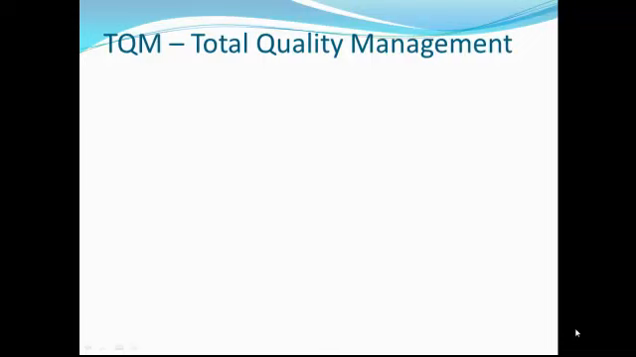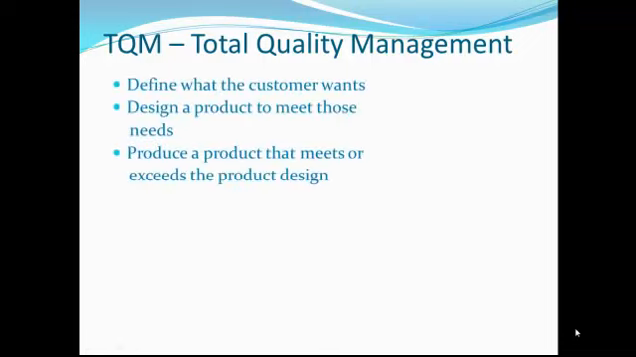Taking a look at what we've seen this semester in regards to data and variation and distributions, and trying to figure out what we should expect to see in whatever field we're working with, and using it to learn about what we're doing to improve our product. So total quality management can be thought of this way. First, we're going to decide or define what the customer wants. Second, we're going to design a product to meet those needs. Third, we're going to produce a product that meets or exceeds the product design.